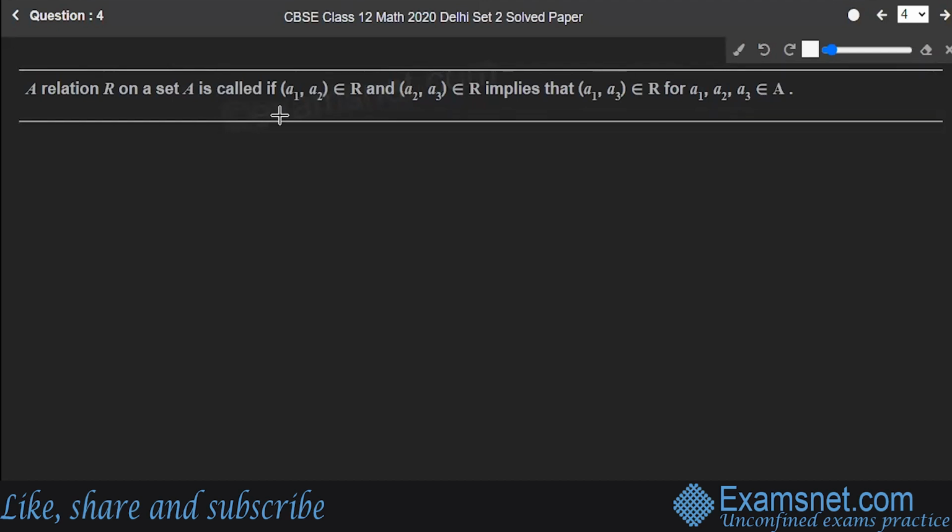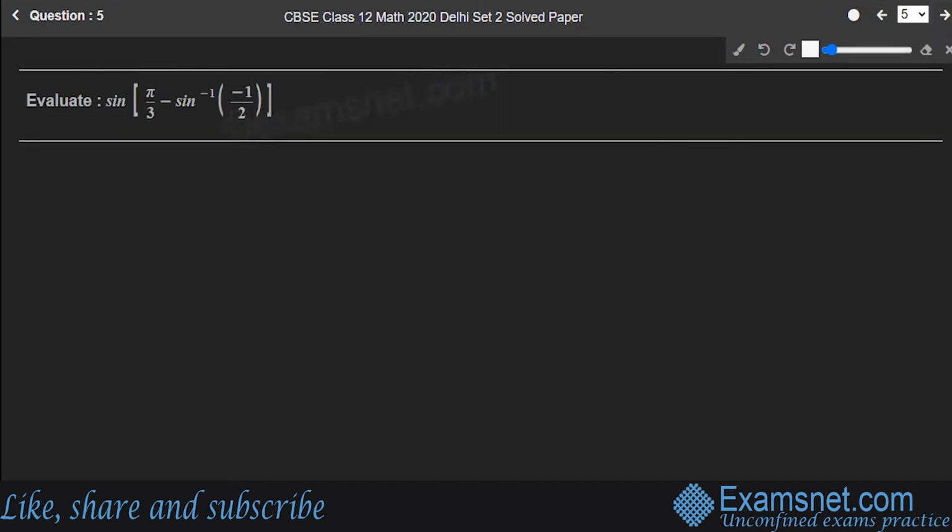Question number 4. A relation R on a set A is called dash, if (a1, a2) belongs to the relation R and (a2, a3) belongs to the relation R implies that (a1, a3) also belongs to the relation R, for all a1, a2, a3 belonging to the set A. So in this case, what type of relationship is this called? This is called a transitive relation, because we are talking about a1, a2, and a3, 3 variables. So this is a transitive relation. Hope you got that.